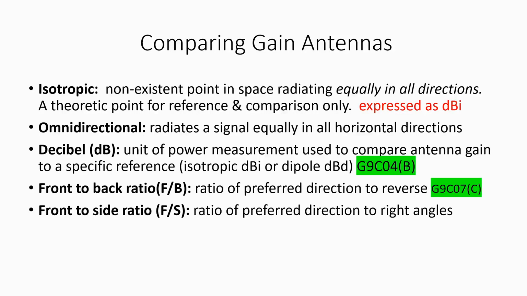Okay, we talked about comparing gain already. Omnidirectional radiates in all directions. Decibels are that unit of power. Front to back ratio is the ratio between the forward signal strength and the reverse signal strength.